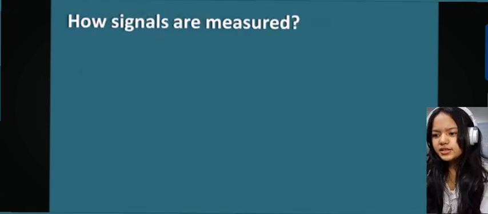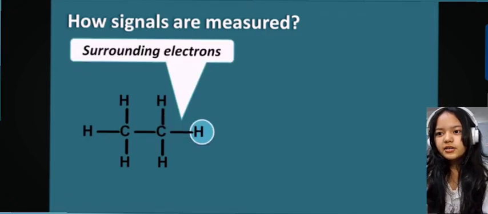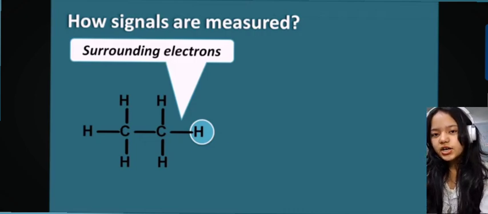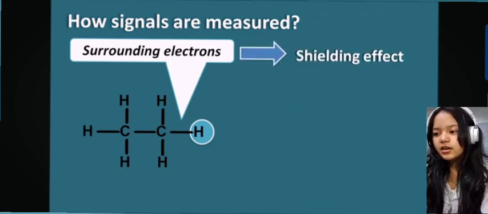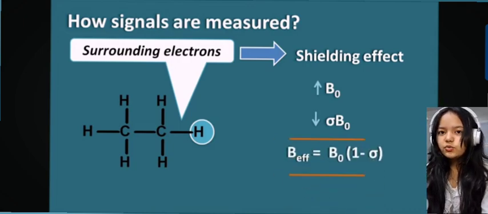Let us again take a simple example, ethane, which has a proton with I equal to half, which can give the NMR signal. But it is surrounded by sigma electrons, and these electrons are negatively charged and the nucleus is positively charged. So these surrounding electrons can show some shielding effect on the applied magnetic field. Suppose we have applied a magnetic field B naught in one direction; the surrounding electrons can produce another magnetic field in the opposite direction. So the magnetic field of the electrons is sigma into B naught, and the effective magnetic field B effective is equal to B naught into 1 minus sigma.